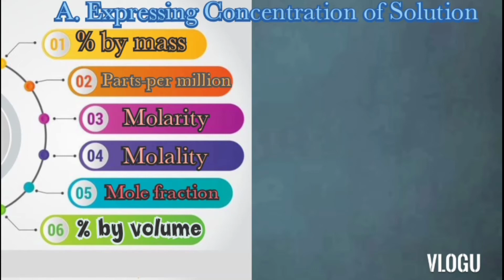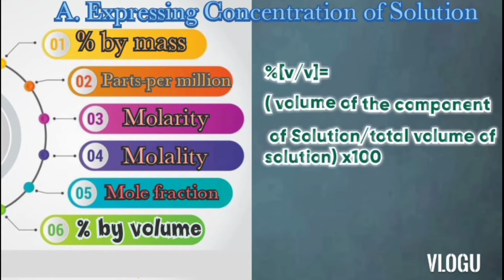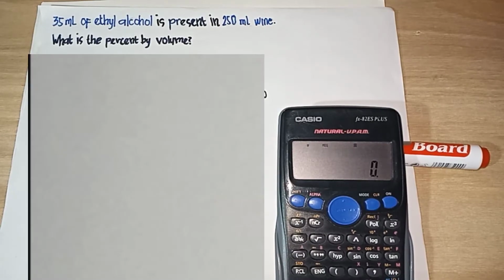The formula for percent by volume is volume of the component of the solution divided by the total volume of the solution times 100. First example, 35 ml of ethyl alcohol is present in 250 ml wine. What is the percent by volume?